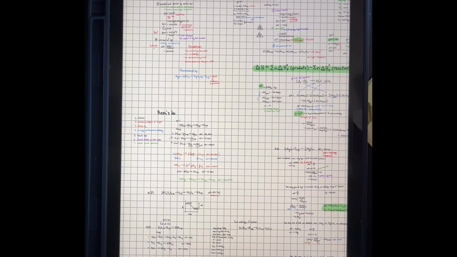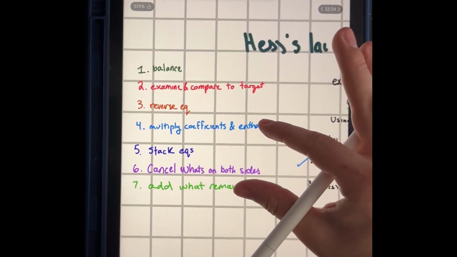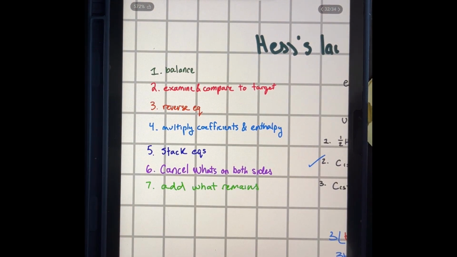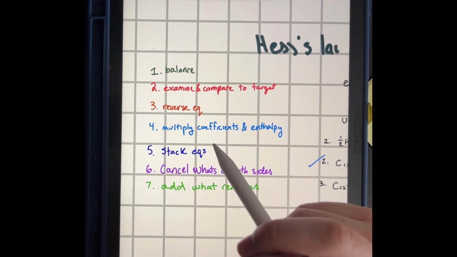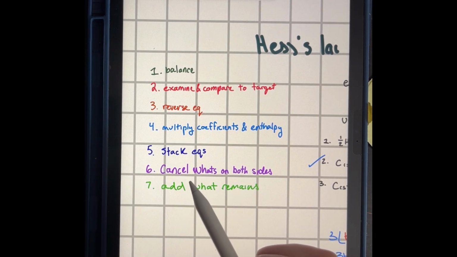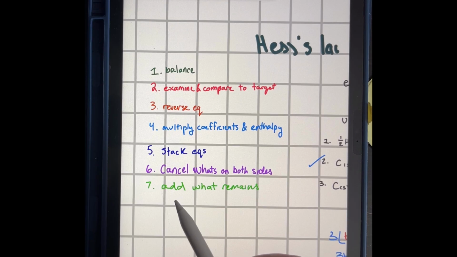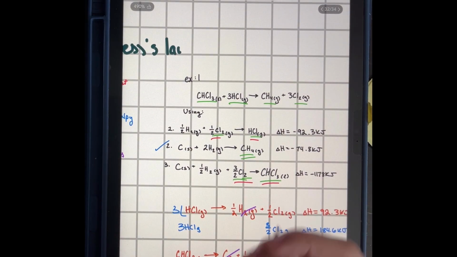The last thing I will go through, and then I'll do my examples, is Hess's law. Hess's law is very simple. It was very difficult for me trying to learn it on my own, but as soon as I had someone explain it to me, it was very easy. You want to follow these 7 steps. These steps are very important. Number 1, balance. 2, examine and compare to target. 3, reverse equation. 4, multiply coefficients and enthalpy. 5, stack equations. 6, cancel what's on both sides. 7, add what remains.